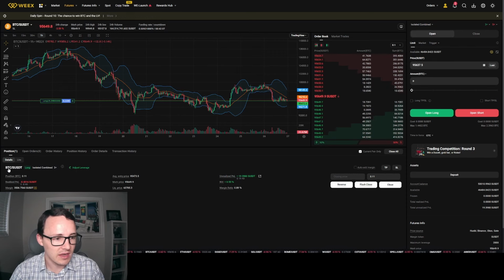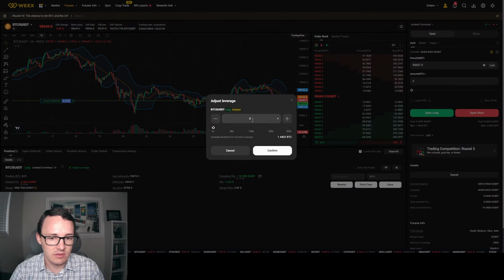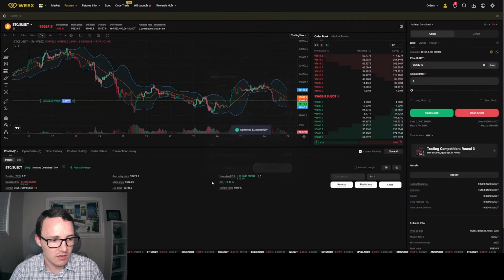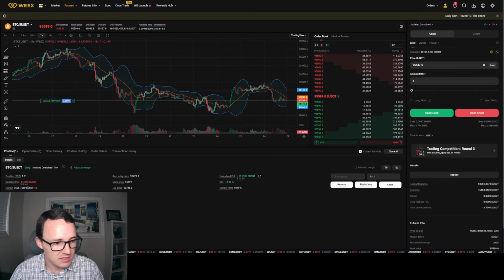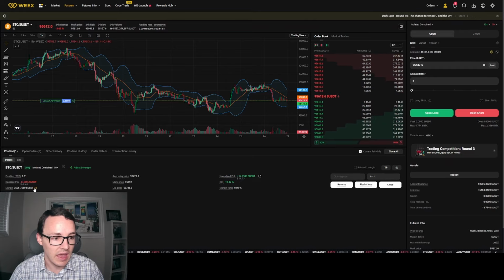We can go and change the leverage here. So we can see we've adjusted the leverage. Let's say we want to go up to 10x leverage. If we confirm that, then the leverage that we're taking changes, but we can see the margin doesn't, because we've already added the margin here.